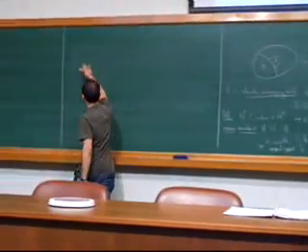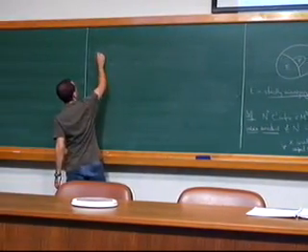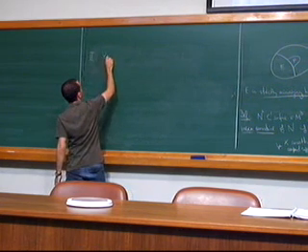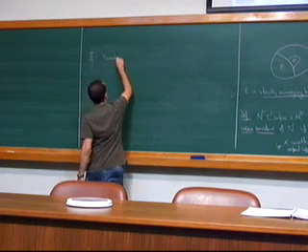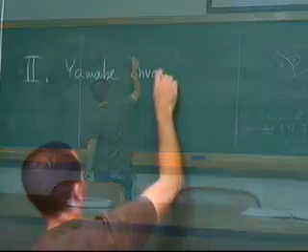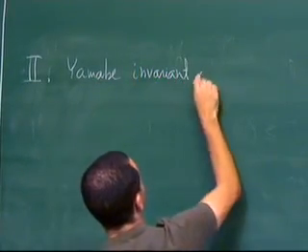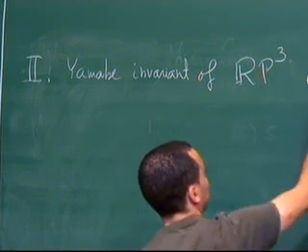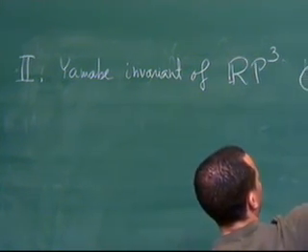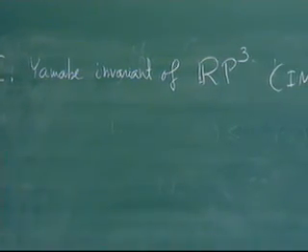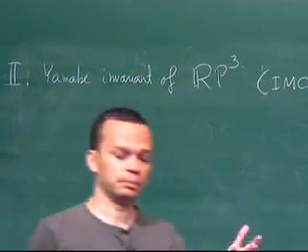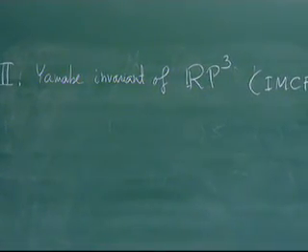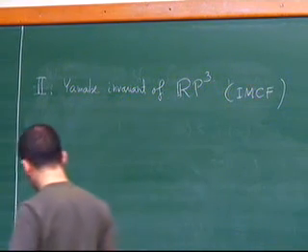So now let me talk about the second part, which is the calculation of the Yamabe invariant of RP3, using again the inverse curvature flow. So let me give some motivation, which Zindine, I guess, already talked about. Let me just recall some formulas.